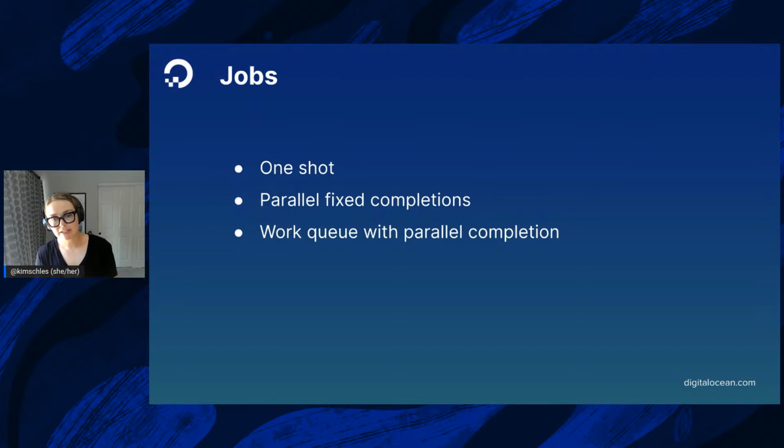The other thing jobs can be configured to do is parallel fixed completions. You would have multiple replicas of that pod running, and they could be finishing on their own, but they're running at the same time. And the last one is the most complicated one, work queue with parallel completion. That's if you have something like RabbitMQ or some queuing system that's sending you data, and your job pods could be handling the task that needs to be done, sent to you from the queuing service.